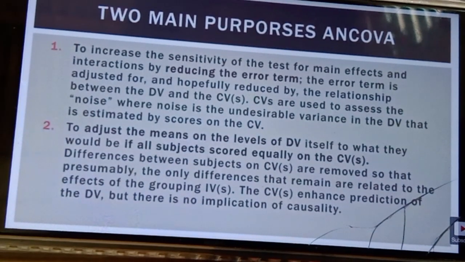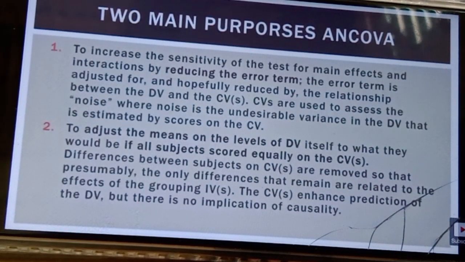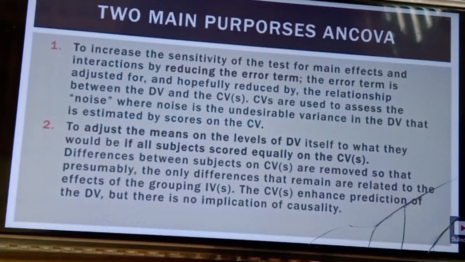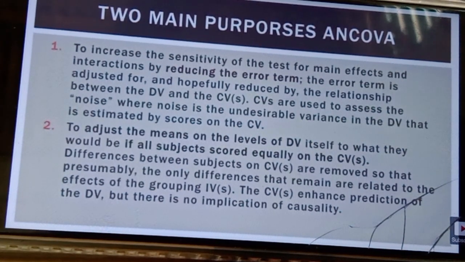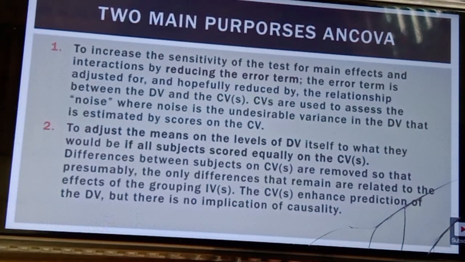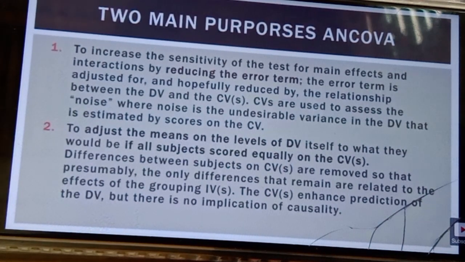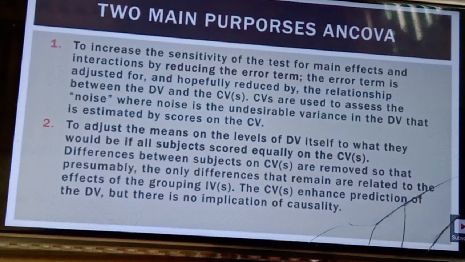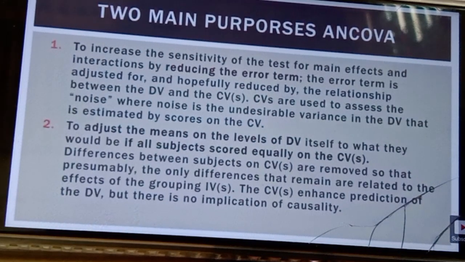Two main purposes of ANCOVA: to increase the sensitivity of the test for main effects and interactions by reducing the error term. The error term is adjusted for, and hopefully reduced, by the relationship between the DV and the CVs.